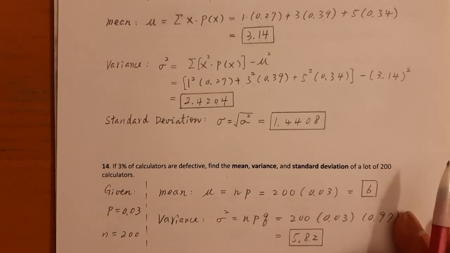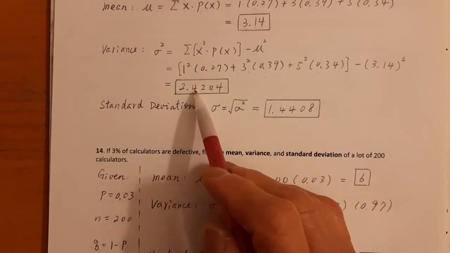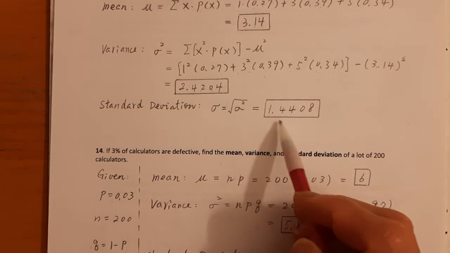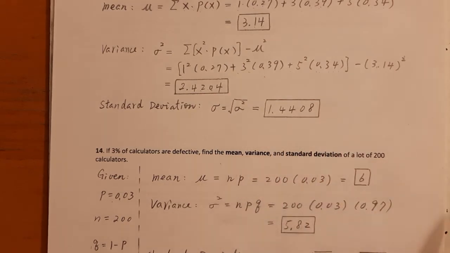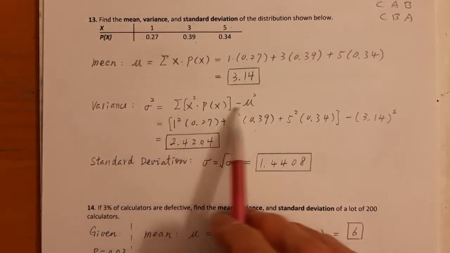Then the standard deviation is always the variance's square root. So it's the square root of 2.4204. Use a calculator and you can get 1.4408. So use the formula for the discrete probability distribution: the mean formula and the variance formula.